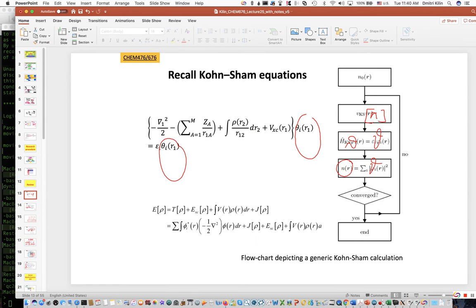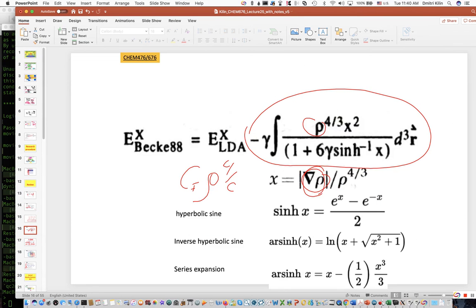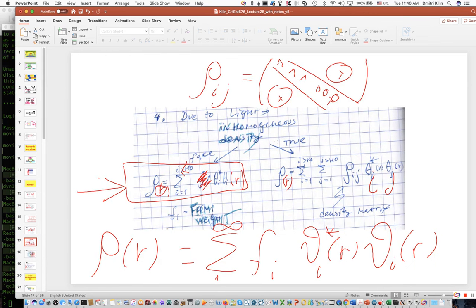What were we doing last time? We looked at DFT and different forms of the functionals, going to GGA, with gradient corrections. And then we were going to generalize the protocol of how the orbitals are used in order to compose density.